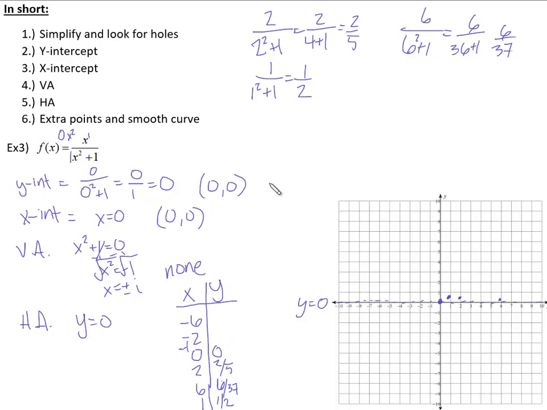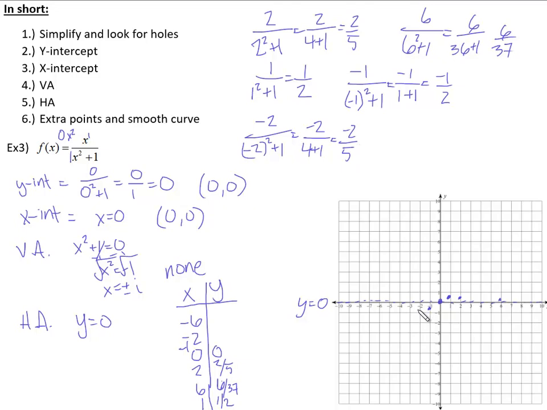Let's squeeze in -1 as well. When I plug in -1, I've got -1 over (-1) squared plus 1. Remember our parentheses there. So (-1) squared becomes +1, and I end up getting -1/2. My guess is it's going to mirror what's happening here. So let's try -2. -2 over (-2) squared plus 1 gives me -2 over 4 plus 1, or -2/5, which is like -0.4. And I'm sure when I plug in -6, we're going to get -6/37ths. This was -2/5, and this was -1/2.